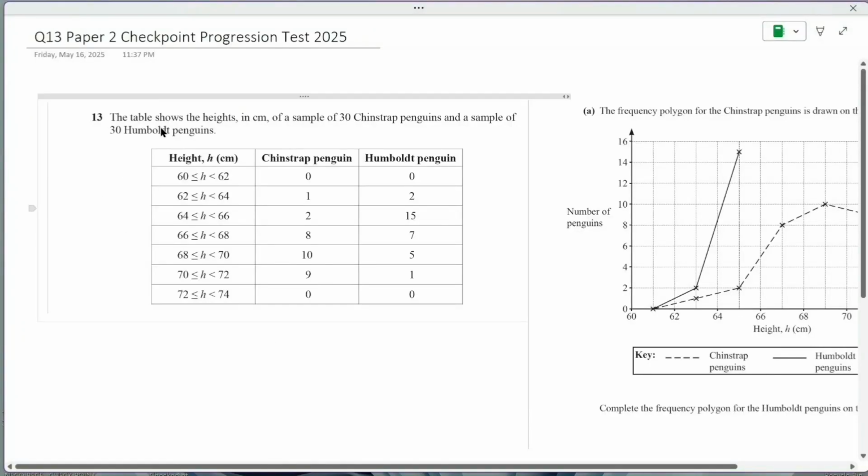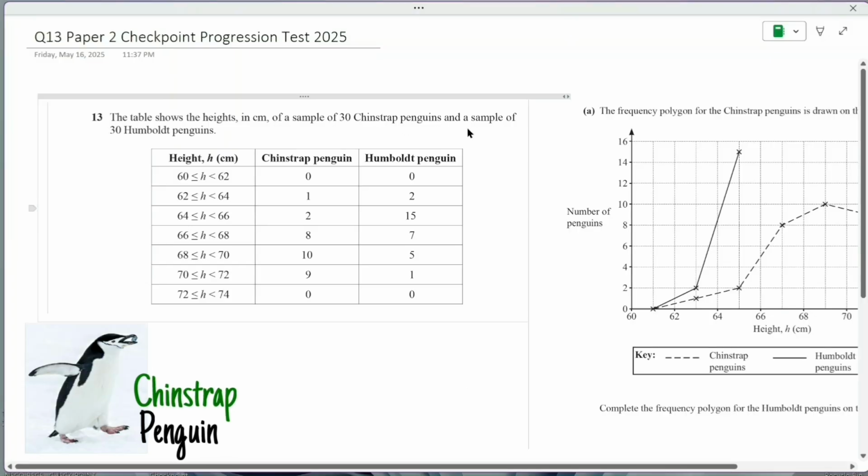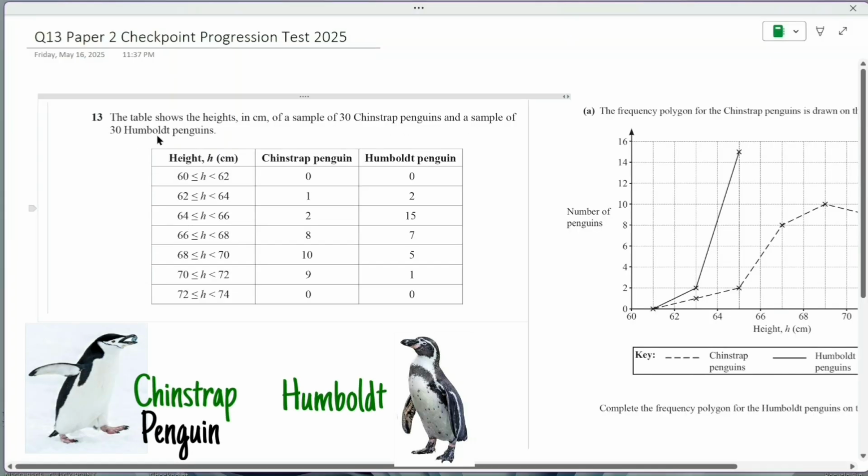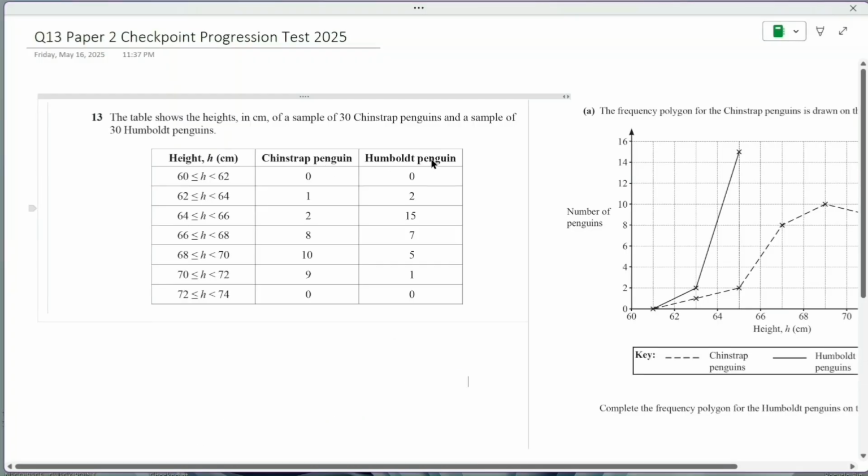Question 13. The table shows the heights in centimeters of a sample of 30 Chinstrap penguins and a sample of 30 Humboldt penguins. Now this is the table. You have the height first, you have the Chinstrap penguin, and you have the Humboldt penguin. You need to understand the table.